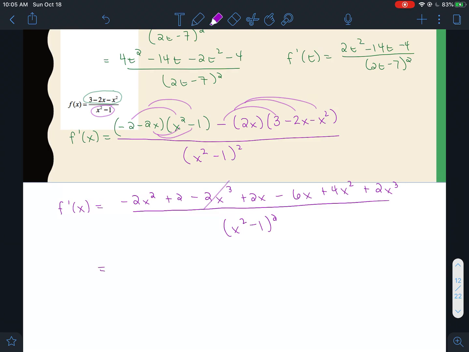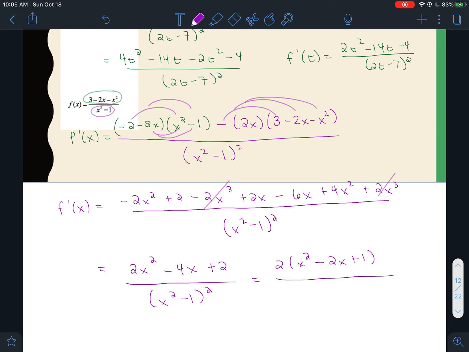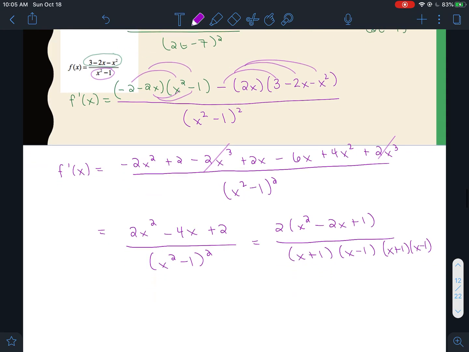So now combining like terms, the 2x to the thirds cancel, and we are going to be left with 2x squared minus 4x plus 2, all over x squared minus 1 squared. I could factor out a 2 from the numerator, and I would get x squared minus 2x plus 1, and then this is all over x squared minus 1, which could factor into x plus 1, x minus 1, and then it's squared, so I would have 2 of those.